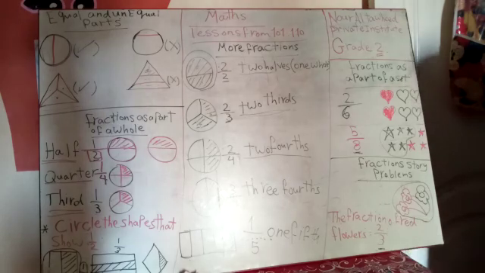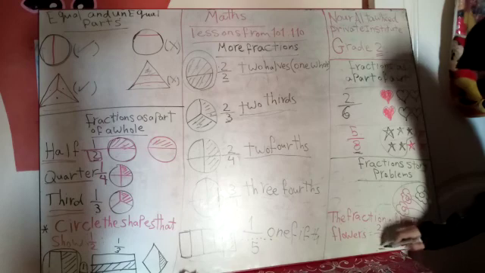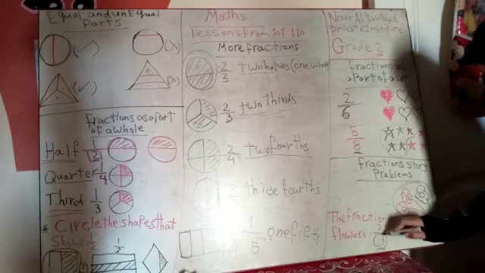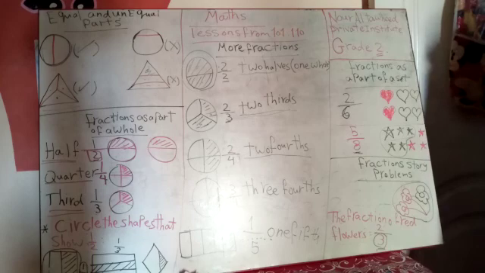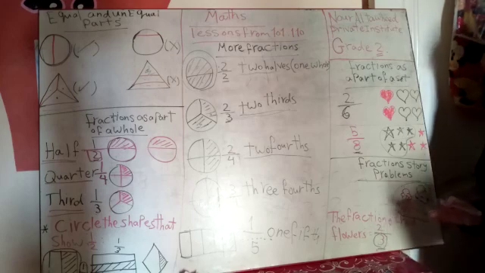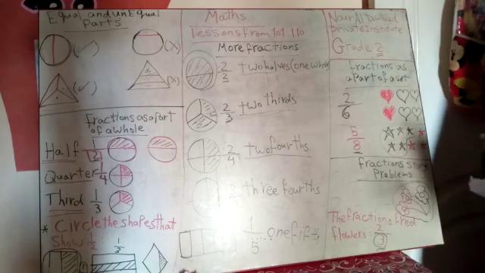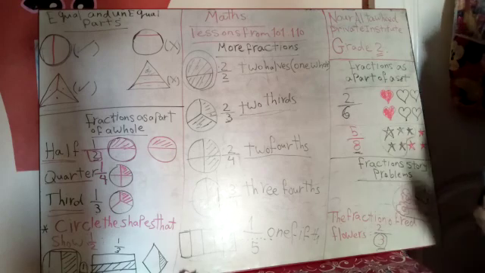3 flowers. 2 of them are red. So down we write 3 and up we write 2. So the fraction of the red flowers is 2 over 3. This is the last lesson in our math subject.